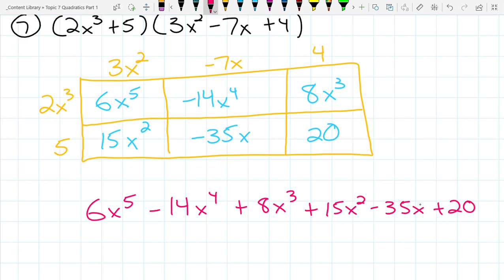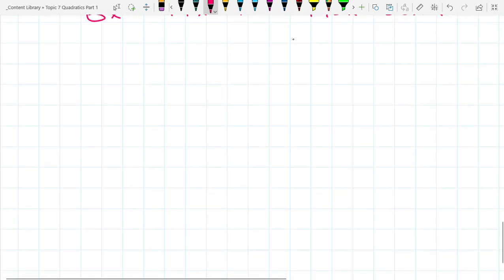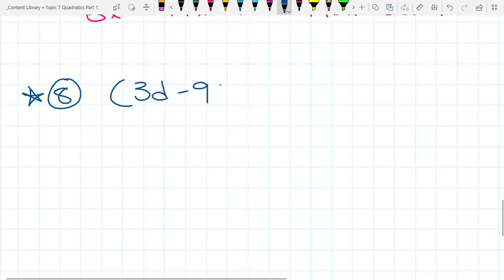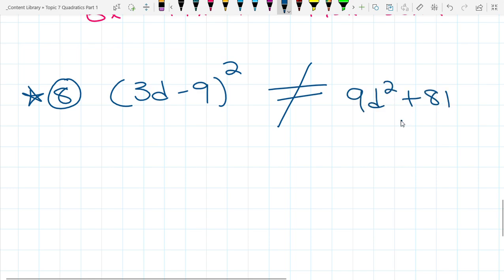Number 8. And I would put a star next to number 8 when you're looking over your study guide. This is the most missed question on page 1 of this test every year. This says 3d minus 9 squared. What this does not equal, and this is what a lot of people think the answer is, is 9d squared plus 81, or 9d squared minus 81.